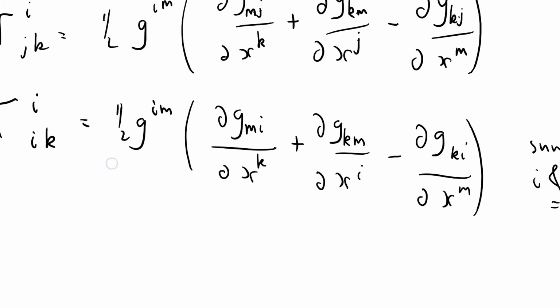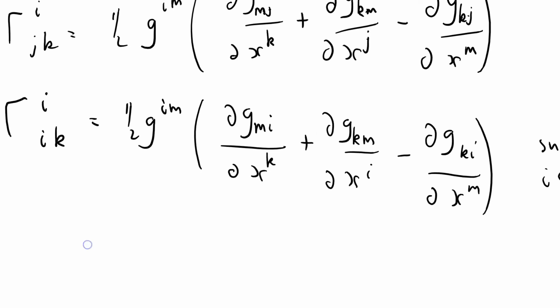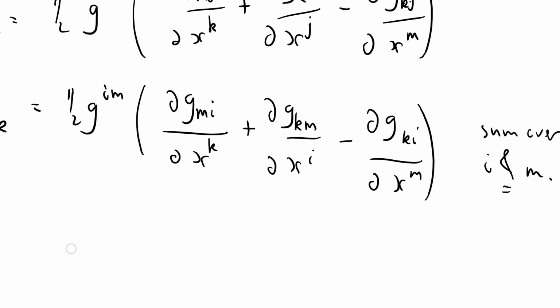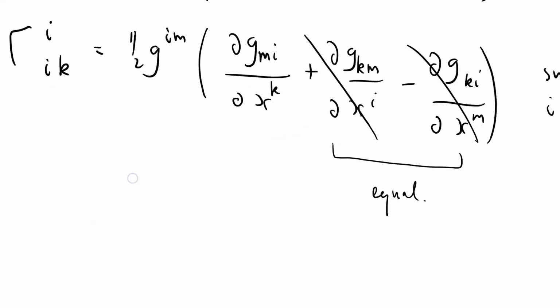So what does that mean? Well, if you look at this, because it's summed over i and m, you can see that these two terms are equal. Well, they're not separately equal, but when you sum them, because all I've done is exchange the k and the i, and because the g is symmetric, these terms just cancel. So now I'm left with this beautiful thing for the Christoffel symbol Γ^i_ik.